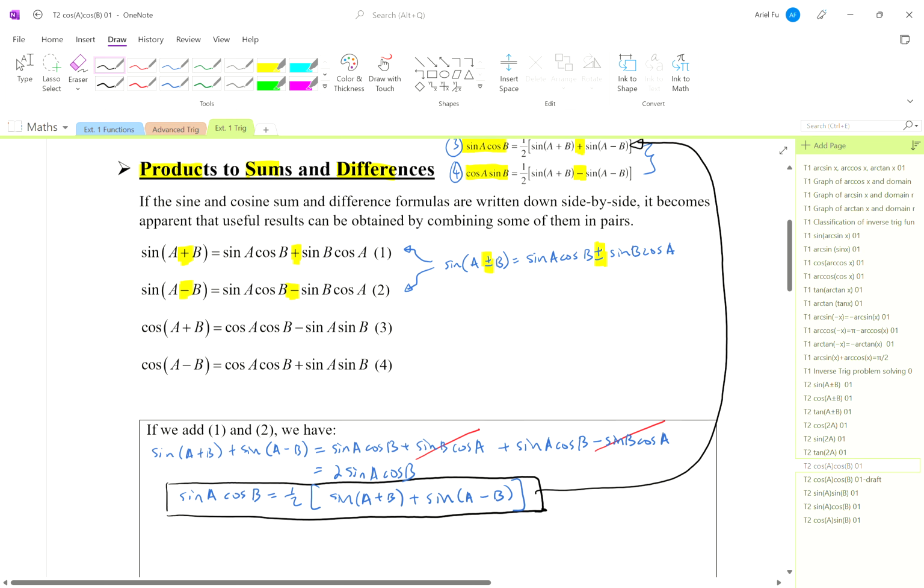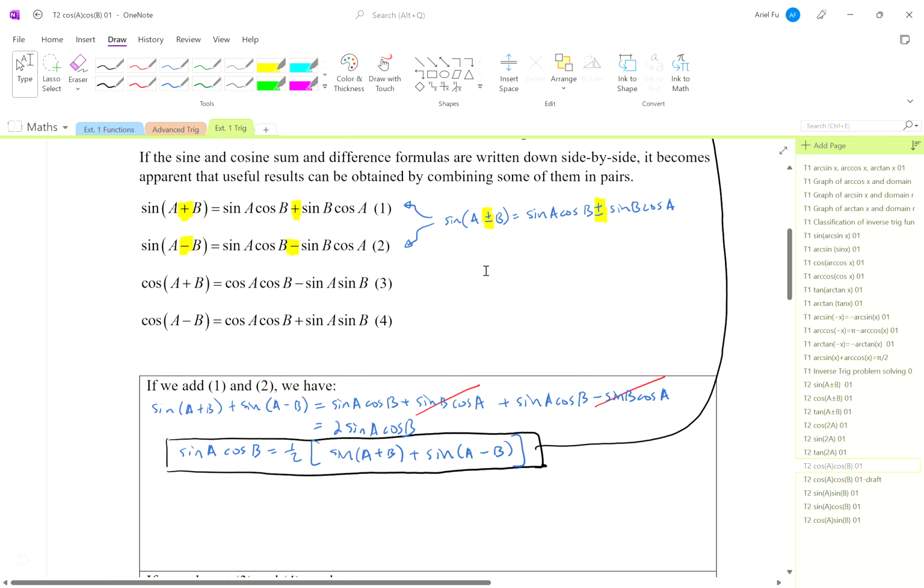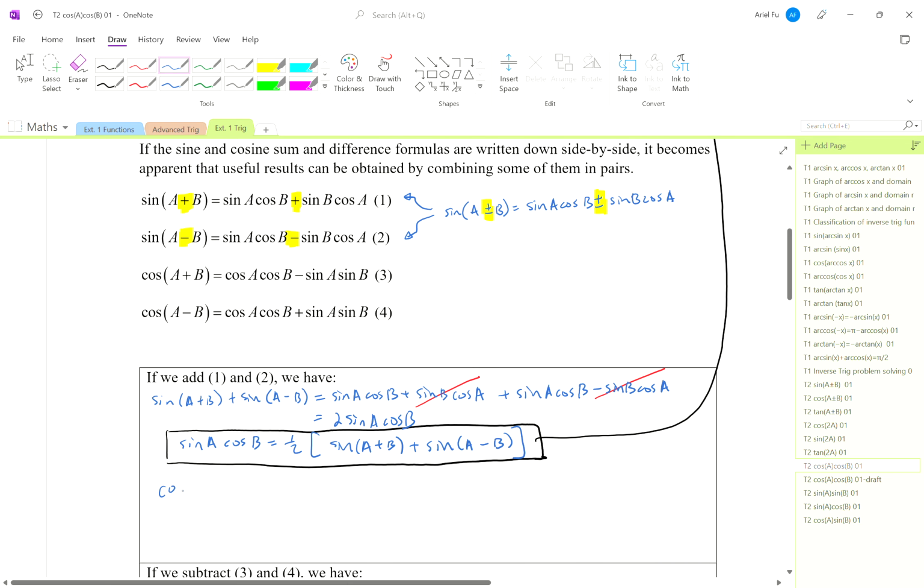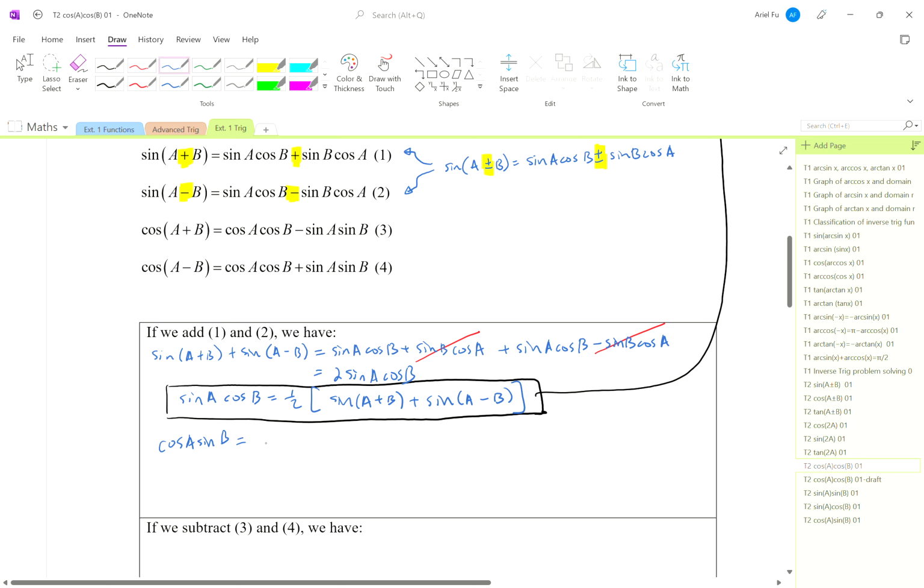Now let's take a look at how we derive identity number 4. If you look at number 3 and number 4, they're essentially the same, except that I swapped the order of A and B. So instead of sine A cosine B, I have cosine A sine B. Let's write that down: cosine A sine B on the left hand side of the fourth identity. If I rearrange it, this is the same as sine B cosine A. What happened here is literally the same thing as the one we just derived, except that I swapped A and B around, where A is now B, and B is now A.